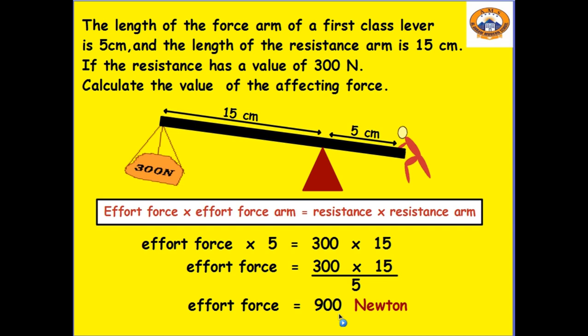Did we save effort? No, this type of lever does not save effort because the F or the effort force was greater than the resistance. The effort force was 900 while the resistance was only 300. Why was the effort force much greater than the resistance? Look at the arms. Here the effort force arm, the distance from the fulcrum to the effort force, was shorter. Since the arm is shorter, the force would be bigger. So this lever does not save effort.